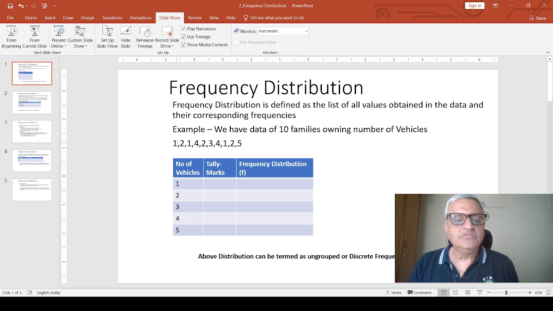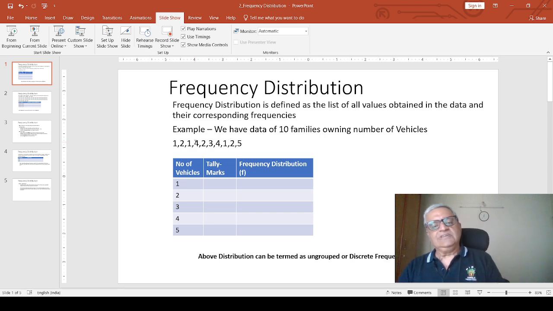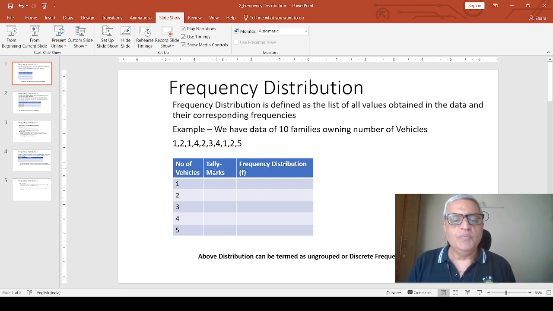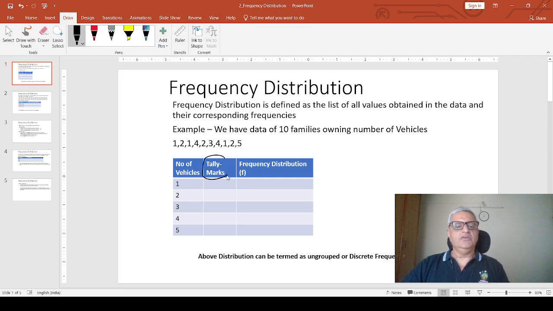The first family owns one vehicle, the second family owns two vehicles, the third family owns one vehicle again, and so forth. We are expected to populate this particular table, to find out the frequency distribution for this data of 10 families. Let us see how we should progress. There is something called tally marks. To calculate the frequency distribution, we should use this tally marks column.